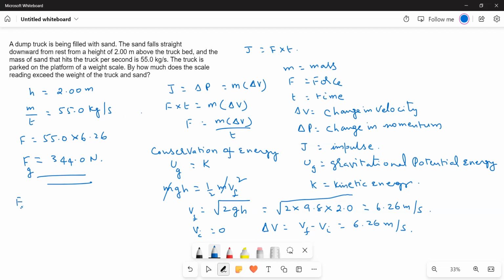Fg is the weight of the truck and sand. Okay. Just we have to relate the concepts. One is the conservation of energy and another one is the impulse momentum theorem. So if you are able to relate these two, you can easily find out the value. That's all. There isn't anything much difficult to understand here. Just relating the concepts. That's all.